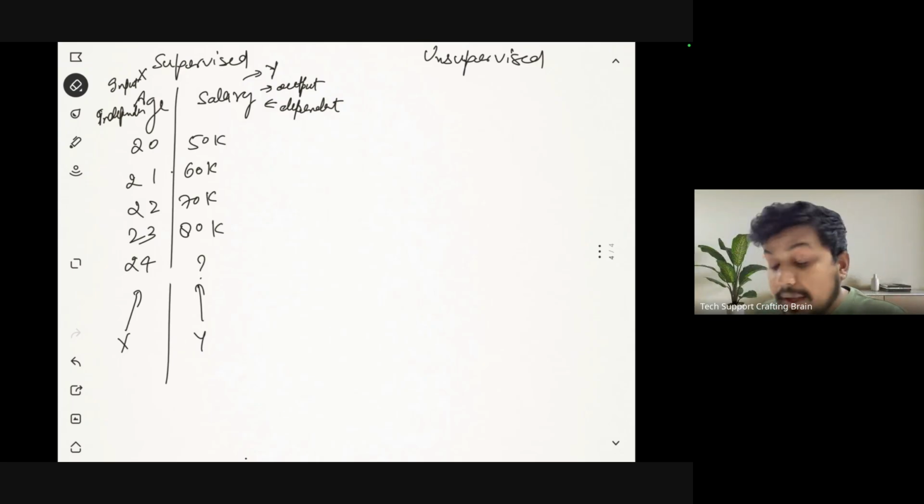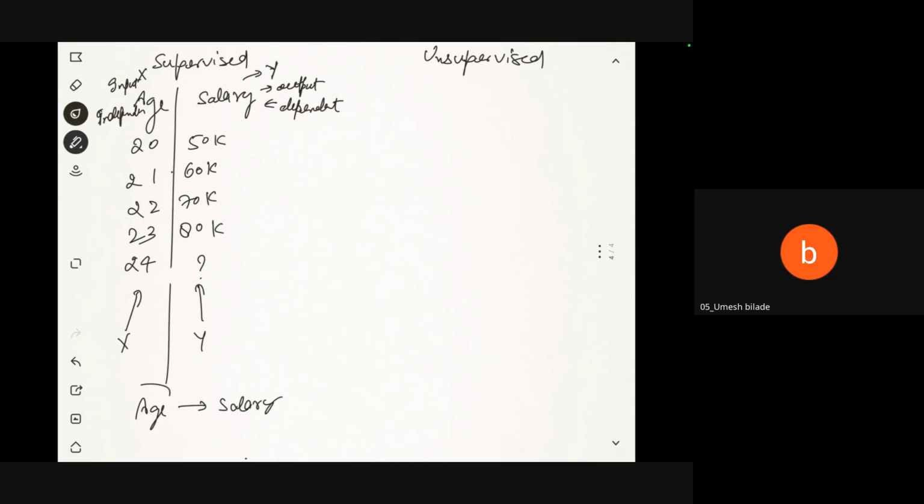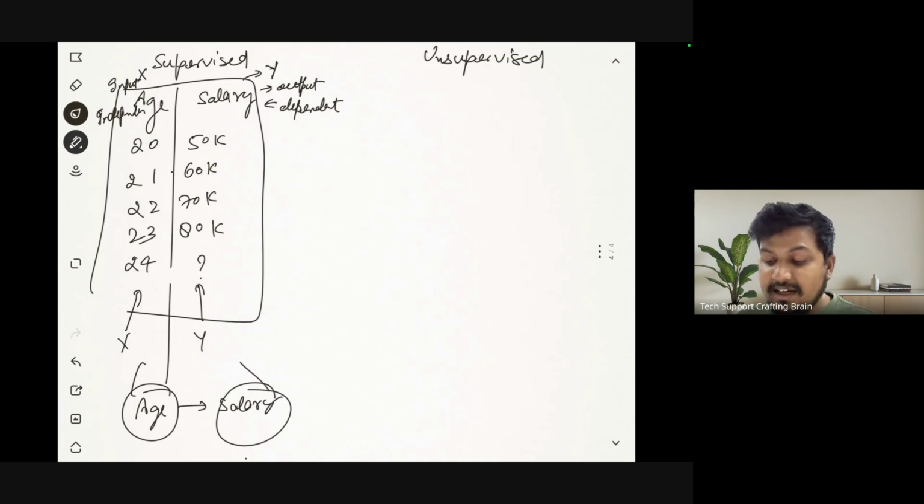So if you try to see inside the data set, what did we want to predict, guys? We wanted to predict the salary of the person, no? Yes or no, guys? Using age, we are predicting the salary of a person. You can see age and salary both are present in my table or not? Yes, sir. Yes.